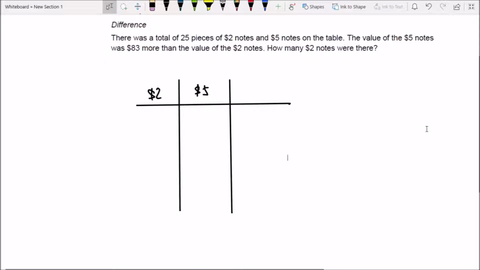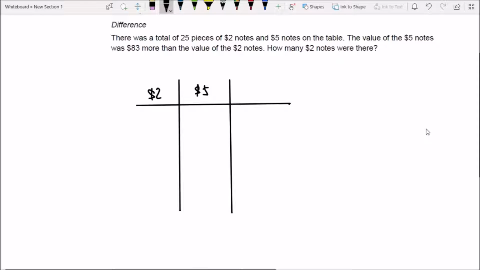This is another version of the assumption question. Please make sure that you are familiar with the standard version of assumption questions first. I will leave the link to that video in the description box. In this version, we are not given the total value of the notes. We are given the difference instead.